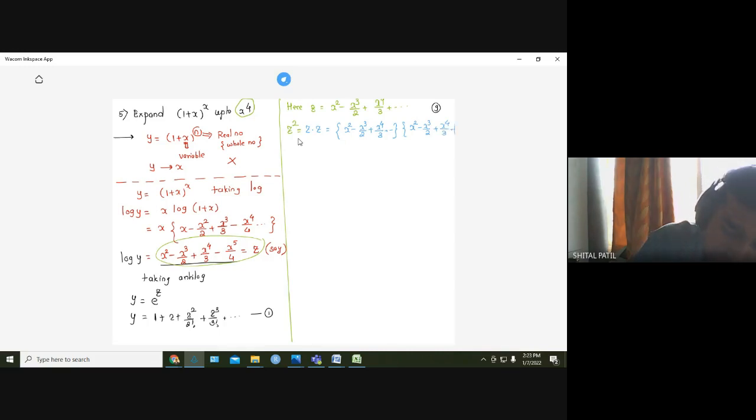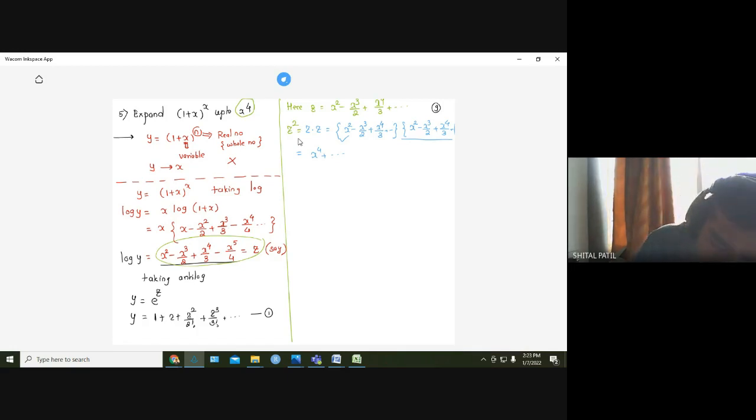Yes, term by term multiplication as we have done in previous case. Multiply the second bracket by x square first. So x raised to 4. Next is x raised to 5, not required. In fact, this is the only term. If you multiply by any other term, you will get x raised to 5 or higher degree terms.